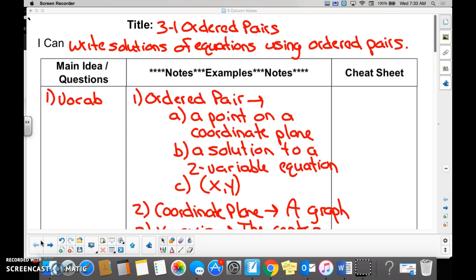So the expectation is you'll take notes using this video. I do want you to fill in the cheat sheet as we go. We'll talk about the cheat sheet tomorrow in class. At the end of the video, I'll give you your assignment, and that'll be due at the end of class tomorrow as well. So here we go.